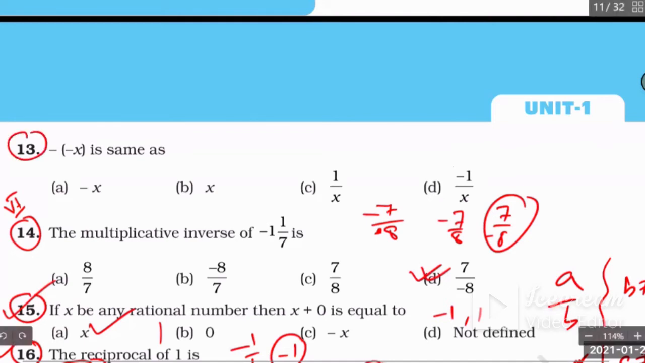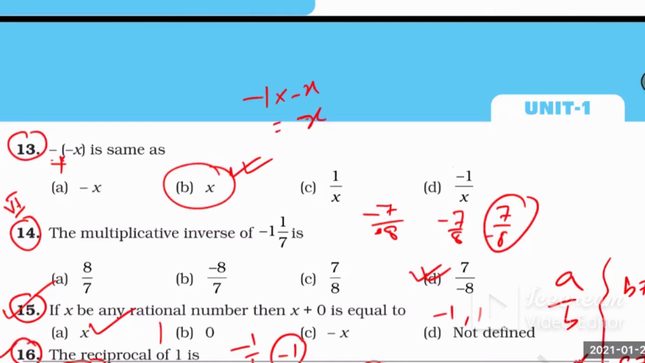Question number 13. Minus of minus x is the same as x. Minus into minus is plus, so minus of minus x is plus x. Simple. Clear?